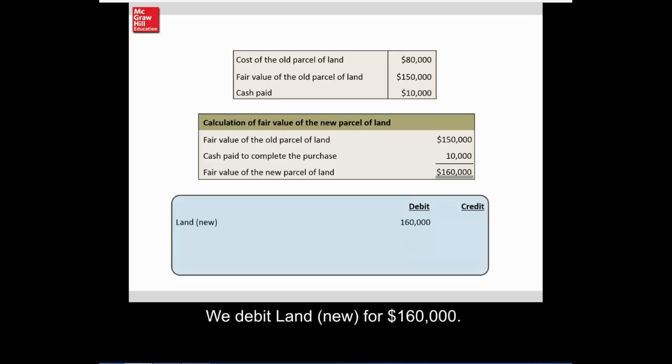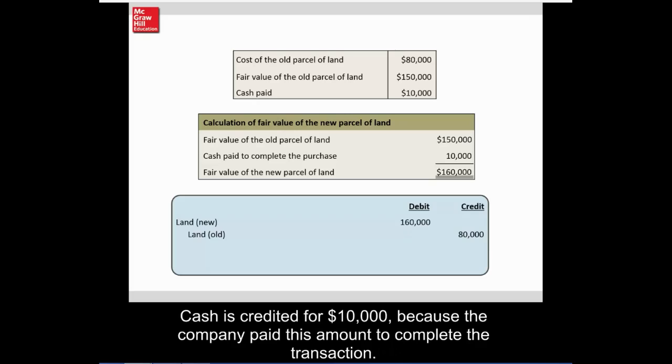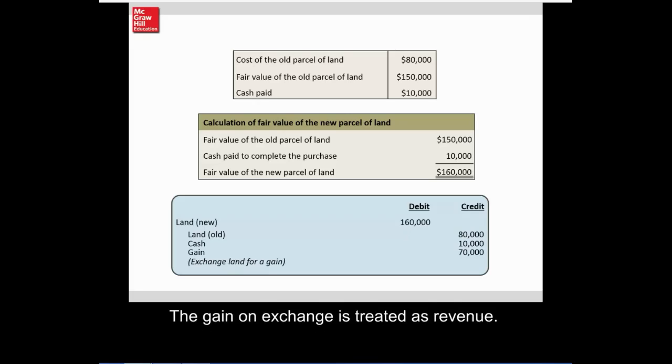Next, we record the exchange. We debit land, new, for $160,000. This records the new asset at its fair value. To record the fact that the company gave up an old parcel of land, which was carried in its books at $80,000, we credit land, old, for $80,000. Cash is credited for $10,000 because the company paid this amount to complete the transaction. In this case, the $70,000 difference between debits and credits is recorded as a gain. The gain on exchange is treated as revenue.